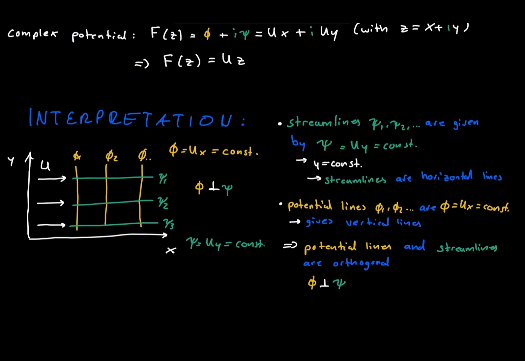To summarize, potential flow assumes incompressible and irrotational motion. This allows us to introduce the velocity potential, which satisfies Laplace's equation. In two-dimensional flow, we can also define the stream function, whose constant values represent streamlines.